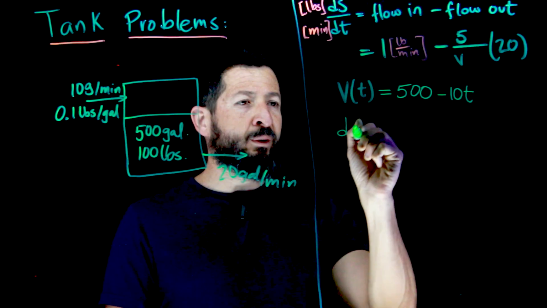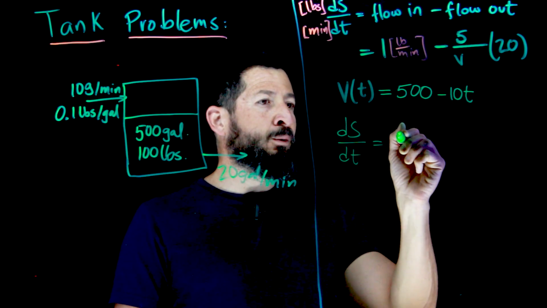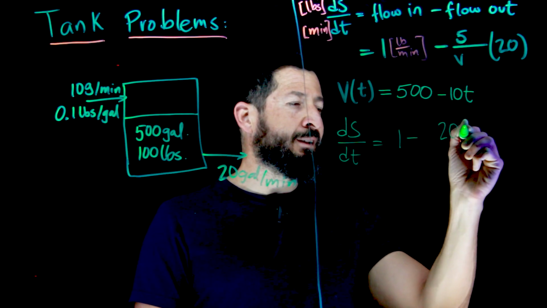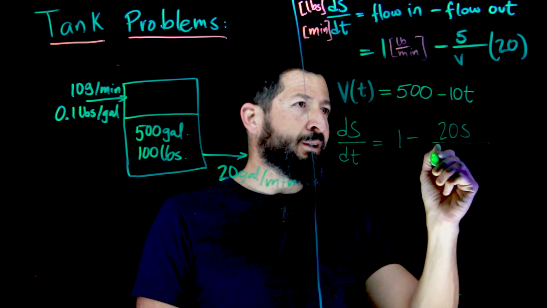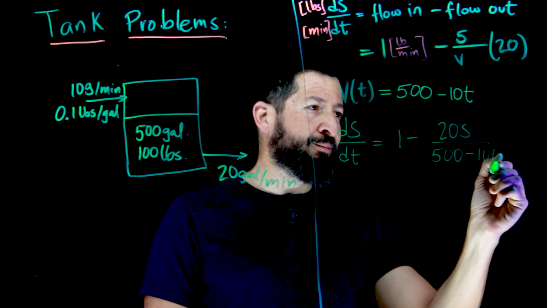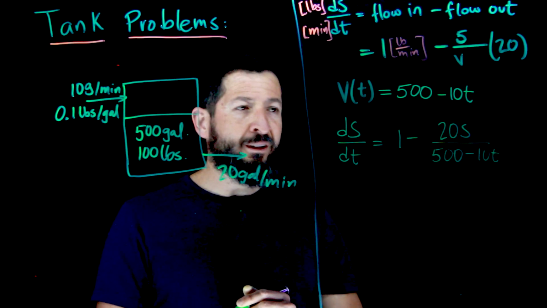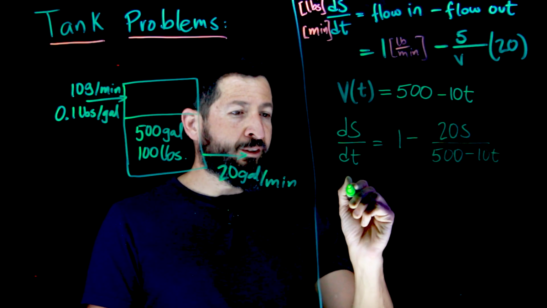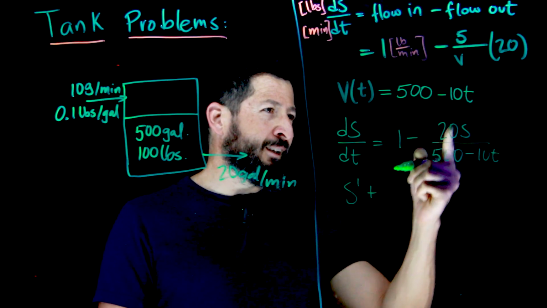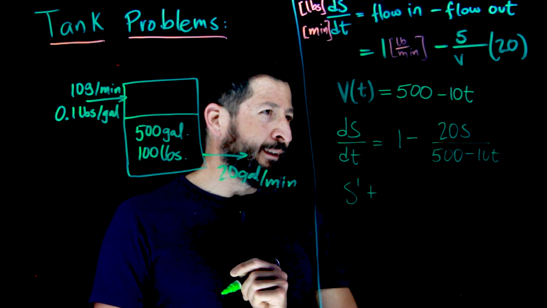So my differential equation becomes ds/dt given by 1 minus 20S over 500 minus 10t. Now, this one is a linear equation, no matter what you do. So you're going to write it in that form, S prime plus, and here they all have a common multiple, 10.